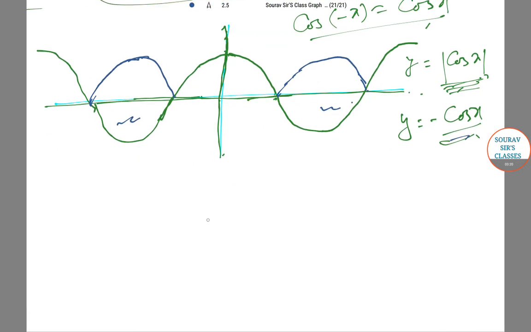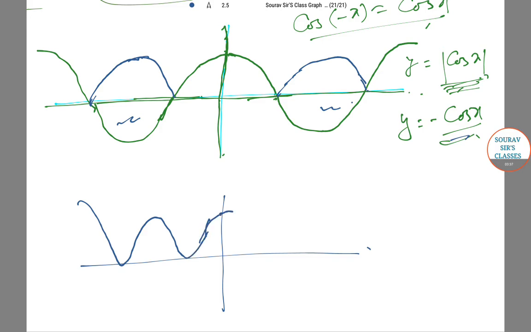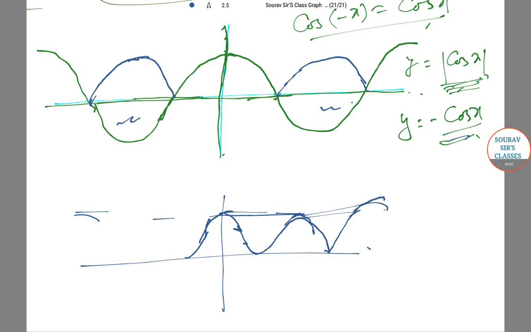So the graph of mod cos x will be like this, then it is like this and this. They will be equal here. This will be equal, it is also equal to this, and also equal to this. So this is y equal to mod cos x.